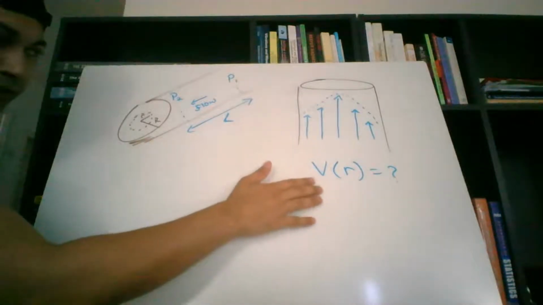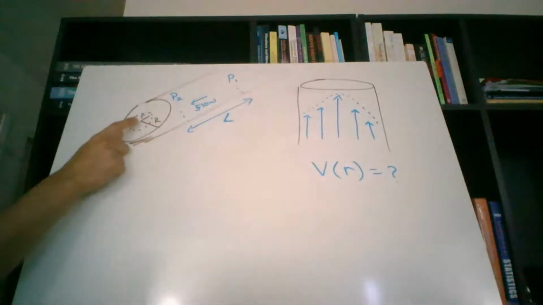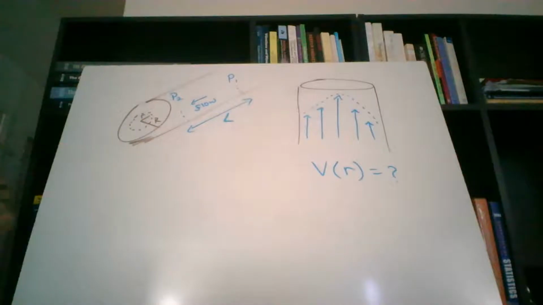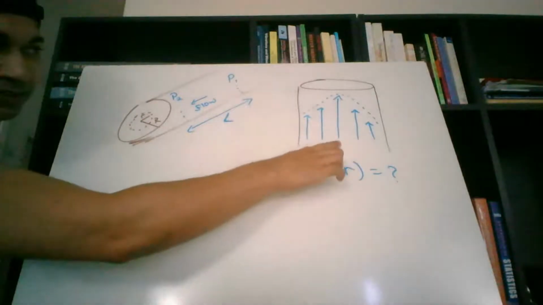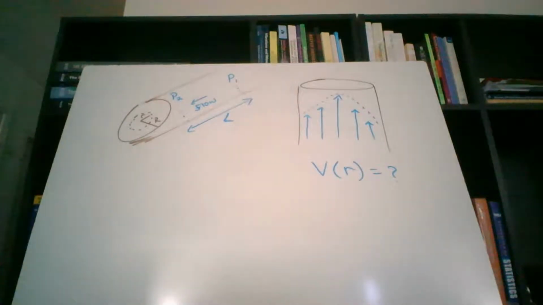We want to know what the velocity is as a function of position. So as we move outwards, what would the velocity be? We already know that the velocity is going to be greatest at the center, but as you're moving outwards, what is it going to be? How would we calculate that?